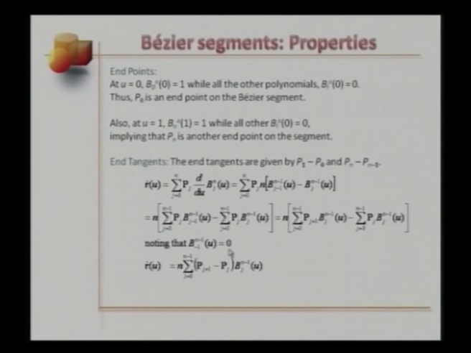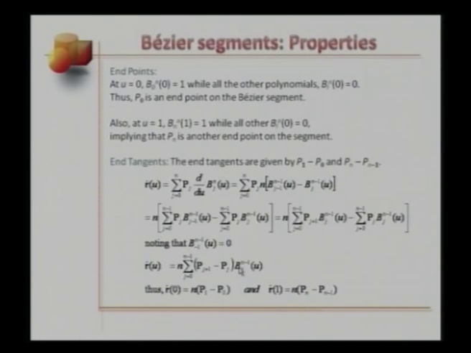Once we use this information here, the first derivative of a Bezier curve would become n times summation j going from 0 to n minus 1 of p j plus 1 minus p j, within parentheses, times the jth Bernstein polynomial of degree n minus 1. Now, for u equals 0, all the other Bernstein polynomials except for the first one will be 0. And for u equals 1, all but the last one will be 0.